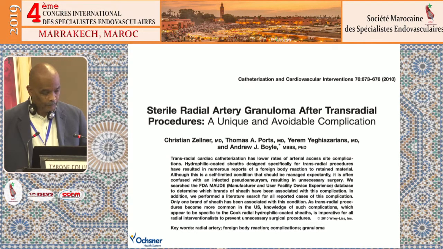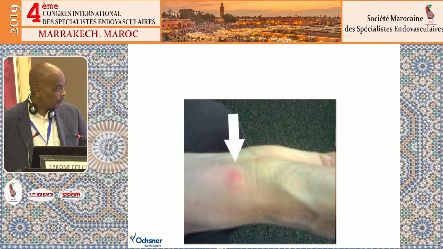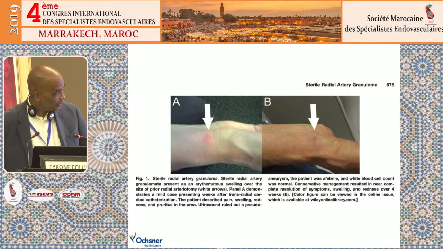This is a complication that you need to be aware of if you're going to be performing radial or transradial access. It's the sterile radial granuloma. It looks like this. The image isn't projecting very well, but it's a granuloma that appears to be infected. Early on, these patients had biopsies and got treated with antibiotics. They had a lot of different treatments, but it was related to the lubricant on the hydrophilic coating on the sheath, and it caused this sterile granuloma.